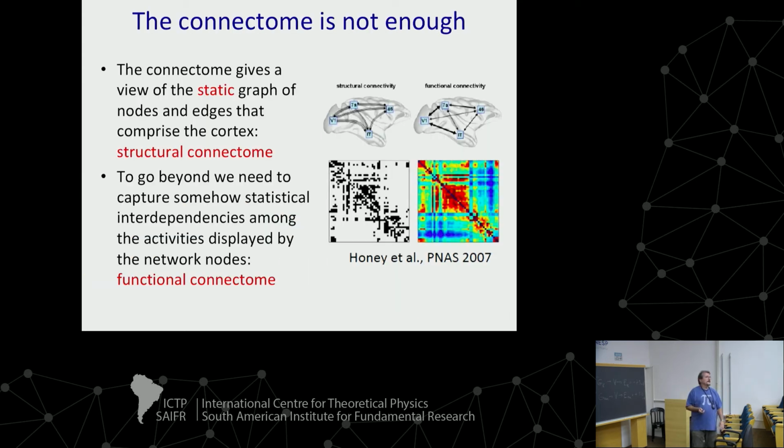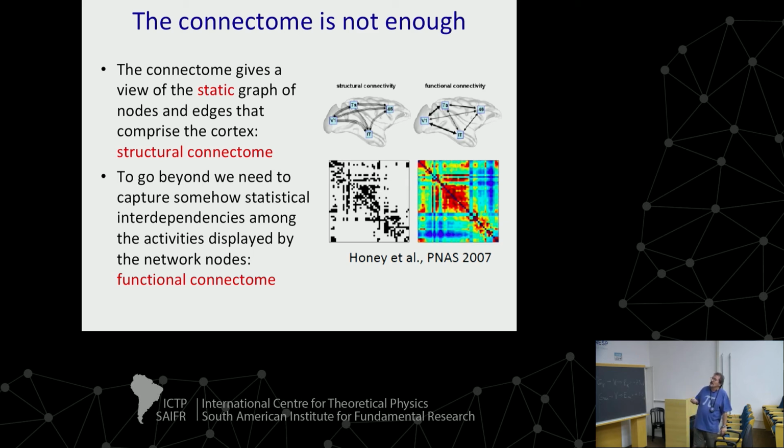But then having the connectome is not enough. This is one of the lessons one has. It's not enough to know all the nodes and the edges that comprise a given network. You all know that. It's not enough, because the connectome gives only a view of the static graph of connections there. So this is called a structural connectome. This is another name for the connectome. One needs to go beyond that.